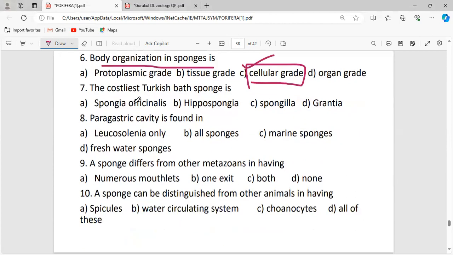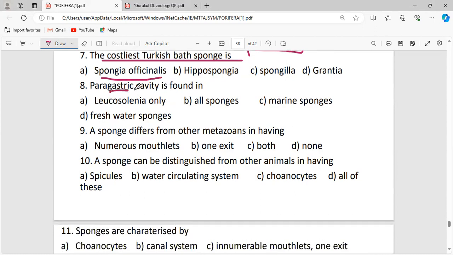Okay, fine. The costliest Turkish bath sponge is Spongia officinalis, Hippospongia, Spongilla, or Grantia. Of course, I didn't even teach this type of question, but these are factual information you should know. And the answer for this question, the costliest Turkish bath sponge, is Spongia officinalis. Very good.